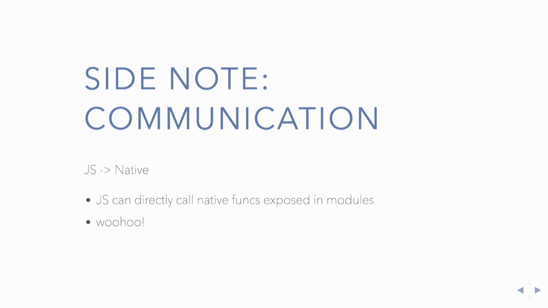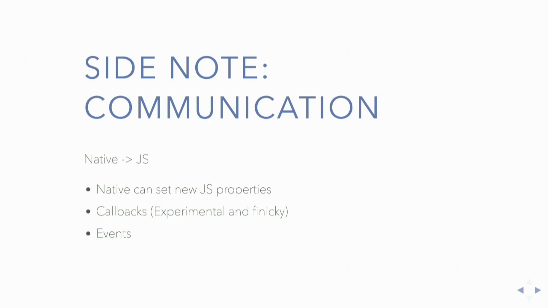And on that note, side note on communication, if you're trying to talk from JavaScript to native, you can call almost anything you want. And why is that? Because all you have to do is wrap your method in a module and expose it to your React app, and it can call it. And this is exactly what we want. This is great. In the other direction, not so much. When we're trying to have our native app talk to our JavaScript, things get a lot more complicated.